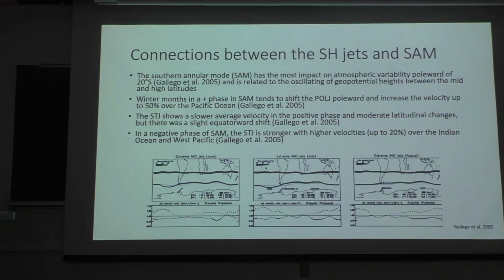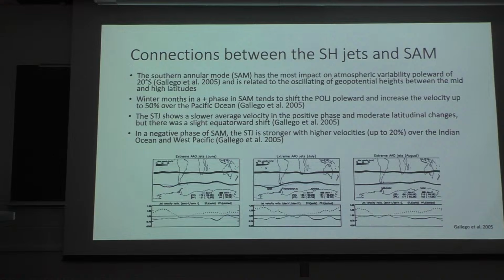Some of the connections between the Southern Hemisphere jets and SAM, the Southern Annular Mode, is shown here. And just to go over what SAM is, it has the most impact on atmospheric variability poleward of 20 degrees south, and it's related to the oscillating of the geopotential heights between the mid and high latitudes. Winter months in a positive phase of SAM tend to shift the polar jet poleward and increase the velocity up to 50% over the Pacific Ocean, while the subtropical jet shows a slower average velocity in the positive phase and moderate latitudinal changes, but there was a slight equatorward shift seen.